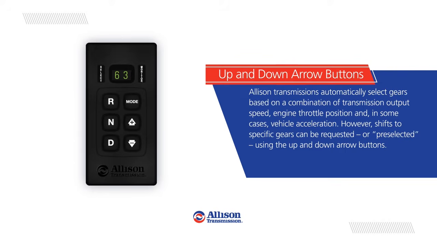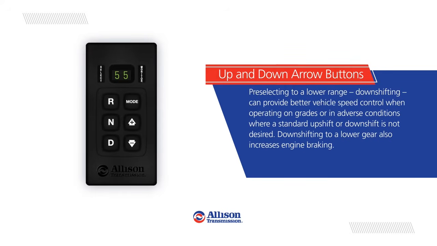Up and down arrow buttons. Allison transmissions automatically select gears based on a combination of transmission output speed, engine throttle position, and, in some cases, vehicle acceleration. However, shifts to specific gears can be requested or pre-selected using the up and down arrow buttons.